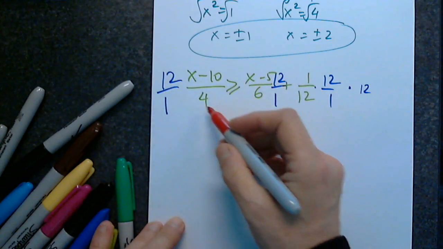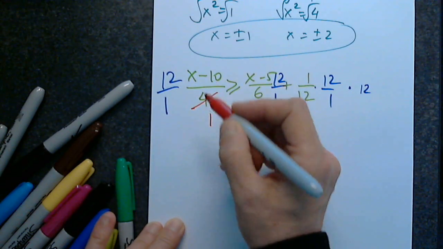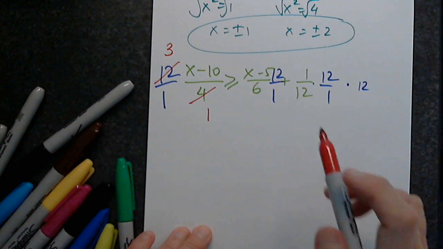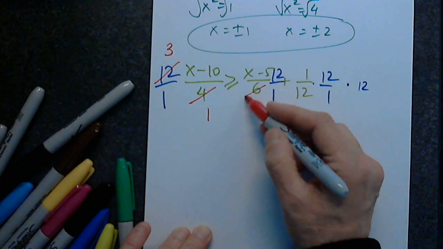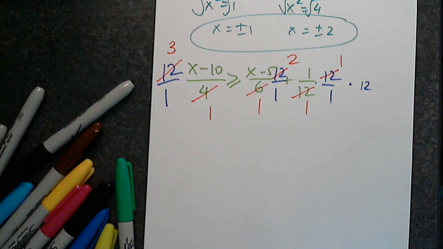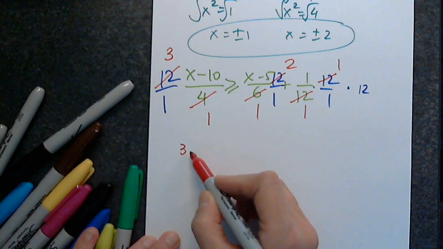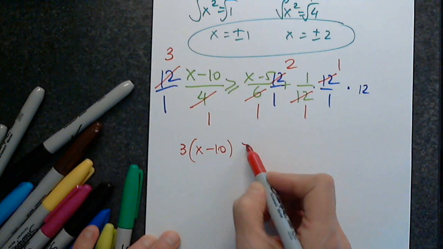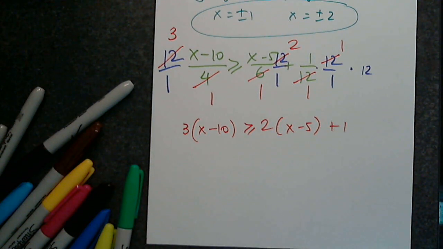So I'll simplify 4 and 12 by 4. Very good, and I get a 3. I'll simplify 6 and 12 by, very good, so it's 2, and I'll simplify this by 12. Perfect. So what do I get? Yes, let's write it like this as a first step for everyone to see. Do you all agree with this step? 3 quantity x minus 10 greater than or equal to 2 quantity x minus 5 plus 1.